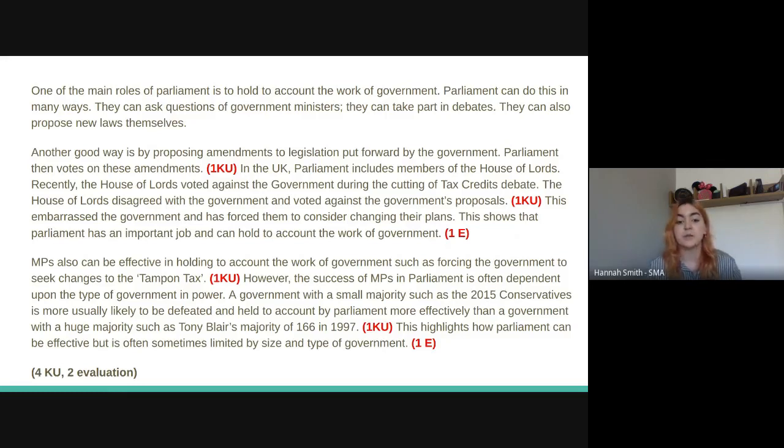This highlights how Parliament can be effective, but is limited. So your evaluation there is basically acknowledging, actually, it is good, but it can't do everything. That's where evaluation comes in. What I would say is if you're not sure of the difference, go back and have a little look at the past few slides and the bit of the video.